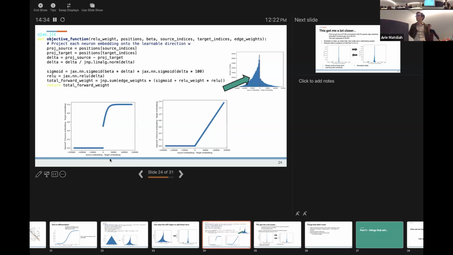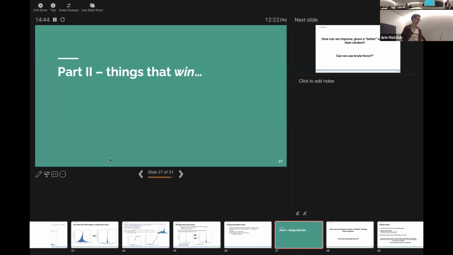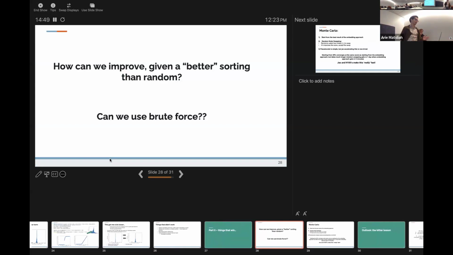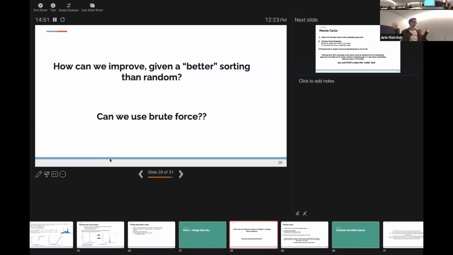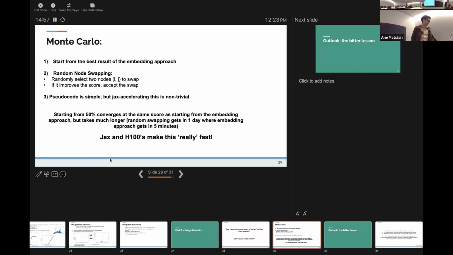So at this point, we were doing pretty well, but we were still in between second and third place, depending on the day. So really, we wanted to say, okay, how can we really squeeze some more out of this? And this is the sad part, which is that we want to do something really dumb. We just want to take random edges and just swap them. And if it improves the result, keep it, call it a day.